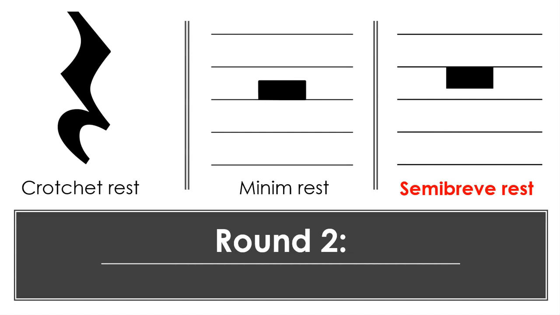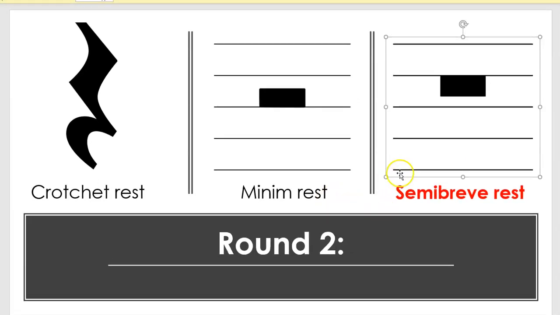Okay, we're at round two now. So we still have the crotchet rest and the minim rest, but we're introducing this new one, this semi-breve rest. Now, as I said before, the minim rest and the semi-breve rest are very similar, but think like the minim rest is a hat, and the semi-breve rest is a hat, but because it's bigger and it's worth 4 beats, it's heavier and it falls over, okay? So that's the way that I remember it. It's a hat that's fallen over because it's heavier, so it's a semi-breve rest. Let's begin.